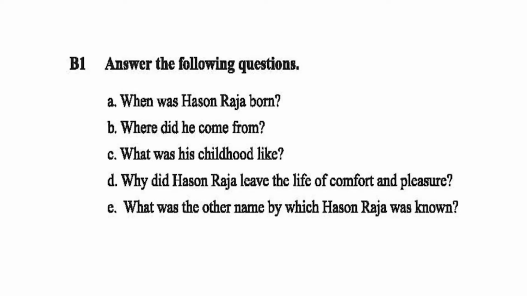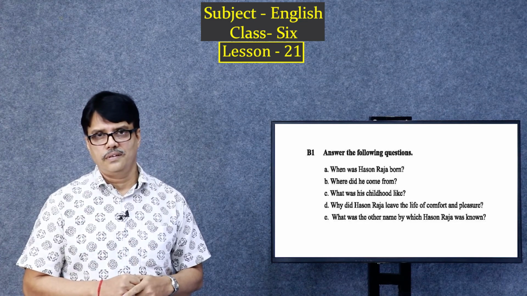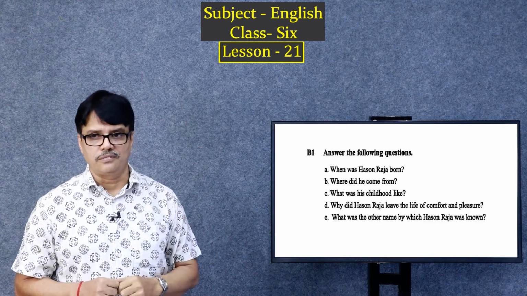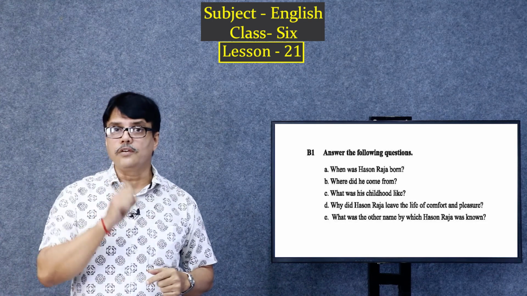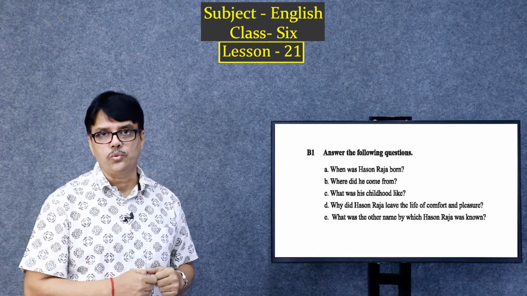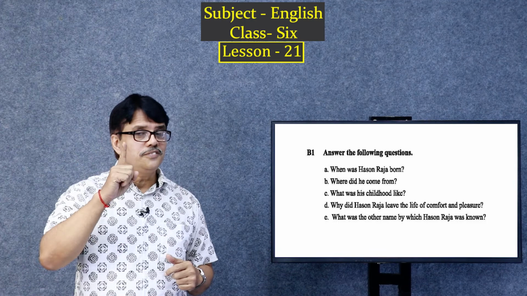First question, you see, when was Hason Raja born? Before writing the answer, you have to think about the question pattern. When was Hason Raja born? You see, there was a linking verb was. When you write the answer, you must use was. Can you remember the story?